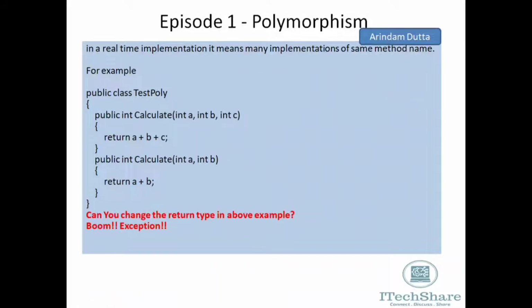In a real-time implementation, it means many implementations of the same method name. For example, here you can see there are two methods with the same name, calculate. Still it will not throw any error, as the signature, here the parameters, are different. So these two methods are giving two different implementations of the same method name, where the first method is adding 3 parameters and the other 2 parameters.